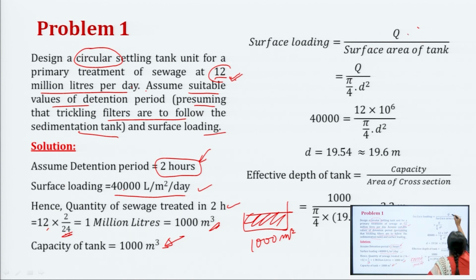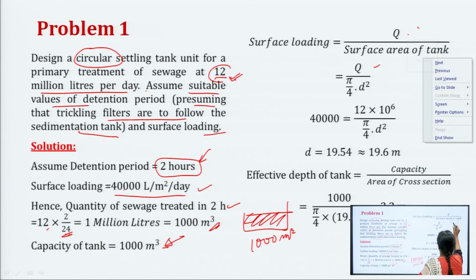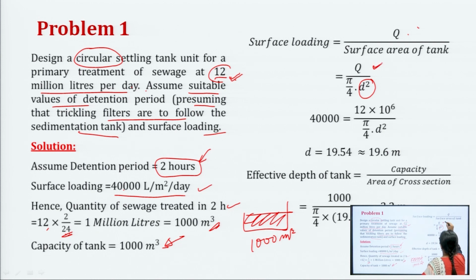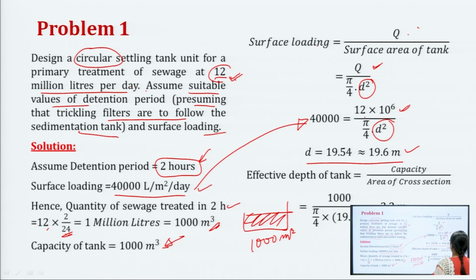You are supposed to design a circular tank here, right. So, Q by the surface area of the tank, and the surface area of the tank will be pi by 4 d square, right. You are going to design this d. So, what is Q here? Q is 12 million liters per day. Then the surface loading you have assumed is 40,000, pi by 4 d square. You are supposed to find out d square. If you work it out, d will be 19.6 meter, right. So, this is the diameter.